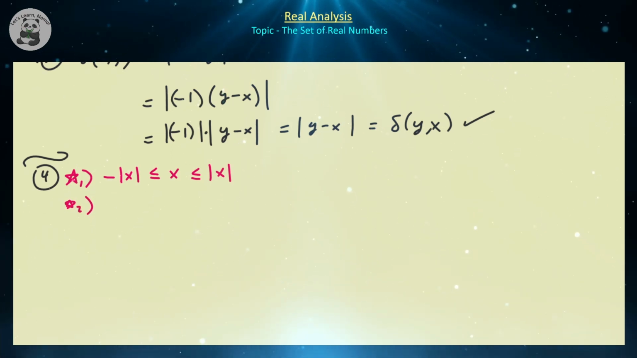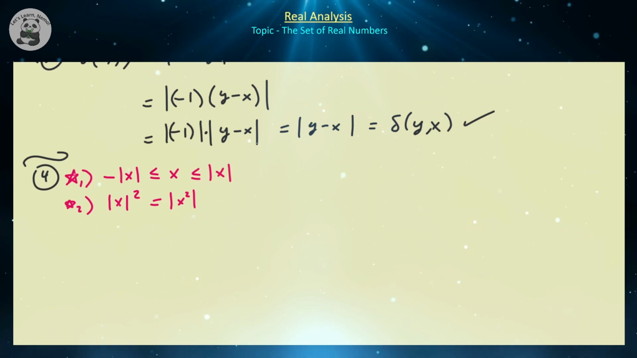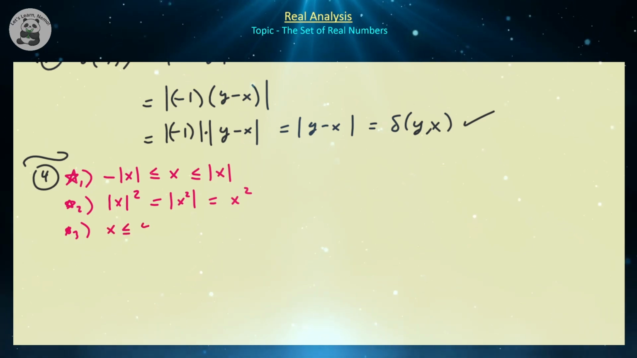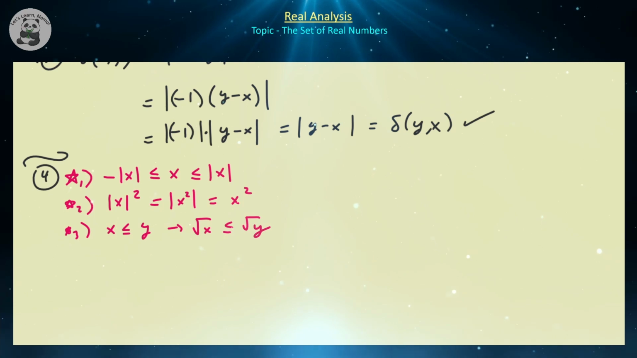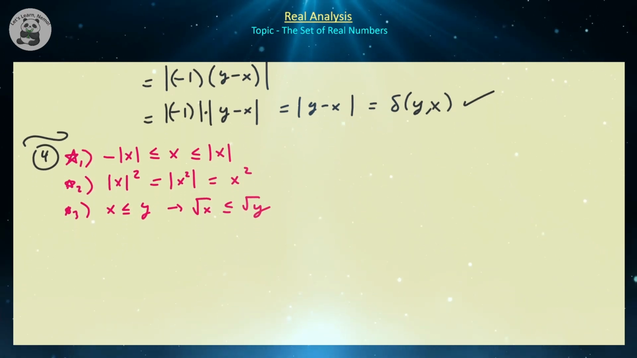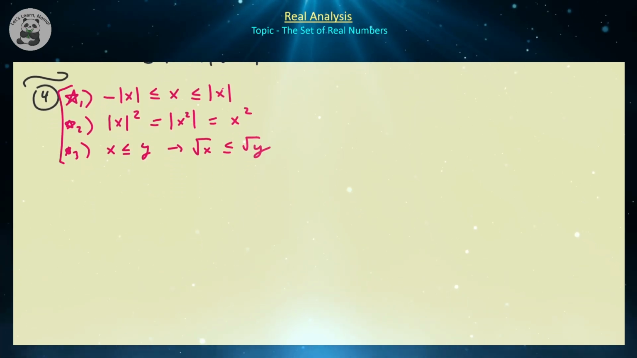Another property that you definitely should know is that the absolute value of x, squared, is equal to x squared. And a third property you should know is that if x is less than or equal to y, due to the always increasing property of the square root function, this will imply that the square root of x is less than or equal to the square root of y. Right? Provided that x and y are non-negative. So with these little properties of absolute values, let's get right into this one.